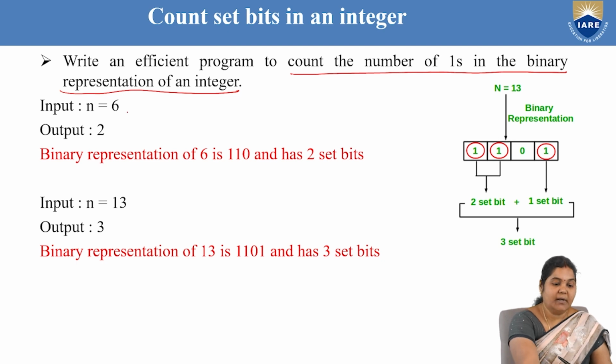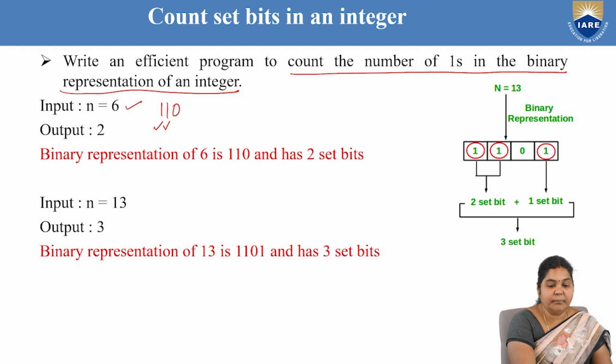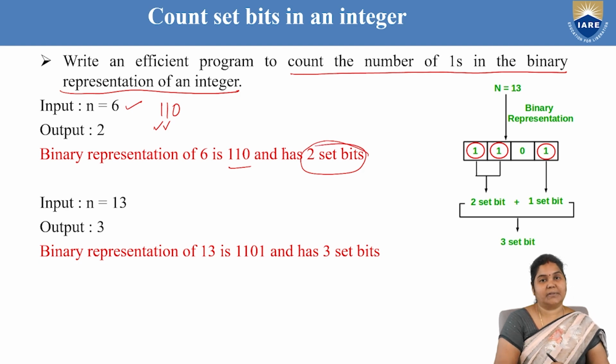Suppose my number is 6. If I represent it in binary, it is 110. In this number, how many bits are set? 2 bits are set. So the binary representation of 6 is 110 and it has 2 set bits. This would be your result.